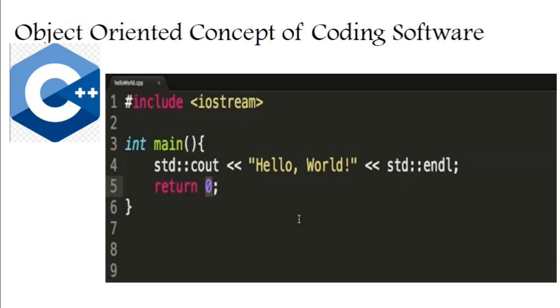Now, this is a typical class program for C++. You have int main. Main is the main function being called. std cout, hello world. This std cout is saying output. This is an object in C++ calling a function. Now let me explain to you in clear terms.